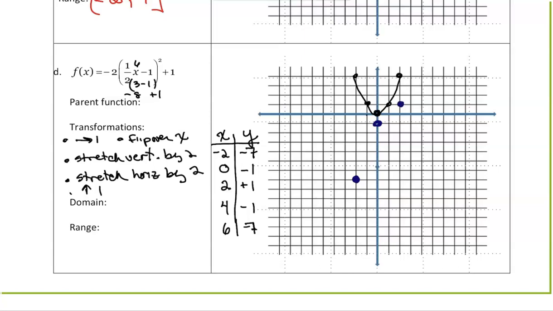My guess is that's my vertex. Go to 4, 1, 2, 3, 4. And then go to 6. That's 4, 5, 6, and 4, 5, 6, and come down here. Okay, that is my graph.